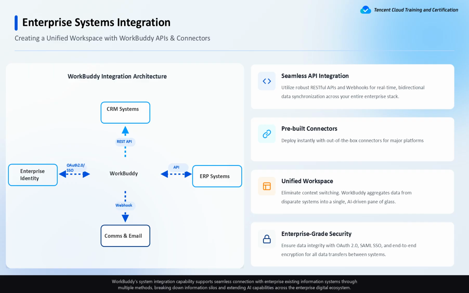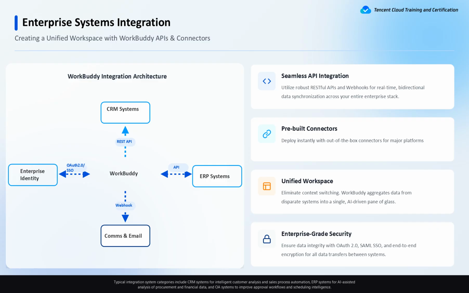WorkBuddy's system integration capability supports seamless connection with enterprise existing information systems through multiple methods, breaking down information silos and extending AI capabilities across the enterprise digital ecosystem. Integration methods include RESTful API direct connection for customized integration by technically capable teams, webhooks for event-driven real-time data synchronization, and OAuth 2.0 and SSO single sign-on meeting enterprise identity authentication security requirements.